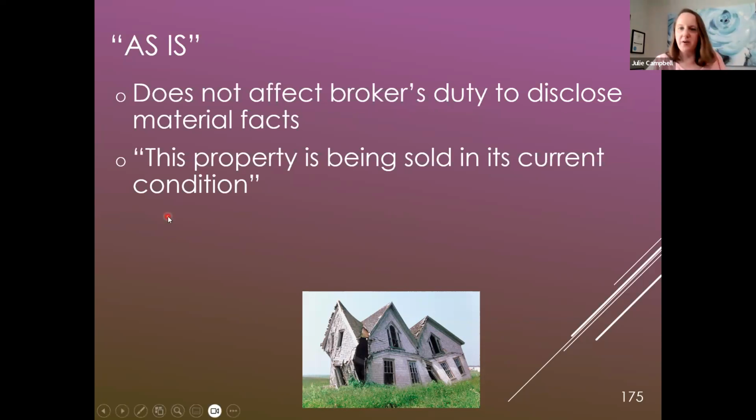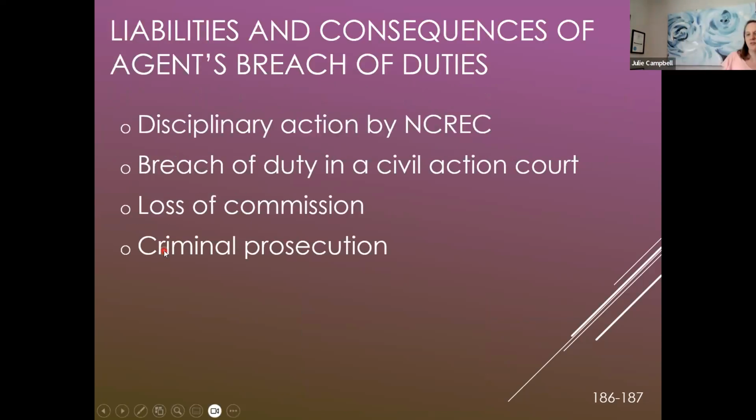Skipping ahead just a bit, we'll come back and get that. Page 186. Tatiana, you might be underneath category. If you scroll down a little bit, you'll find liabilities and consequences of the agent's breach of duty.